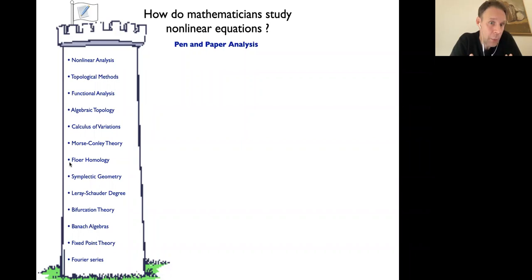Same thing with Morse-Conley theory. Lots of beautiful theory have been developed to really try to understand solutions of nonlinear equations. Same thing with Poincaré himself: he developed the basis of algebraic topology to try to understand periodic motions, also in celestial mechanics. So a lot of these beautiful pen and paper analysis techniques have been developed trying to understand solutions of nonlinear equations. So that's, I would say, the pen and paper analysis tower.